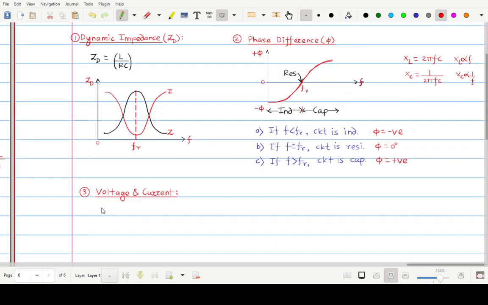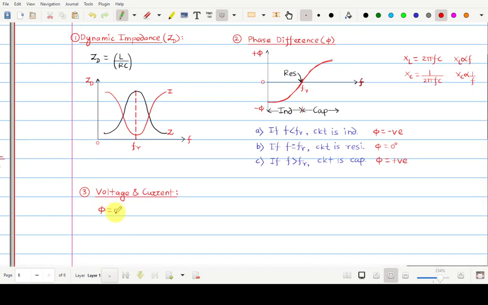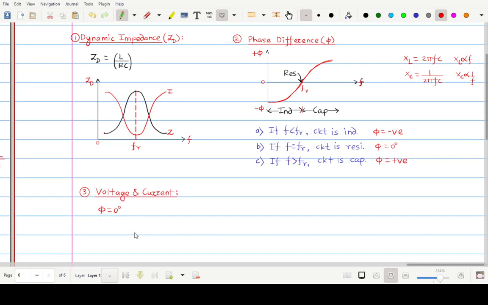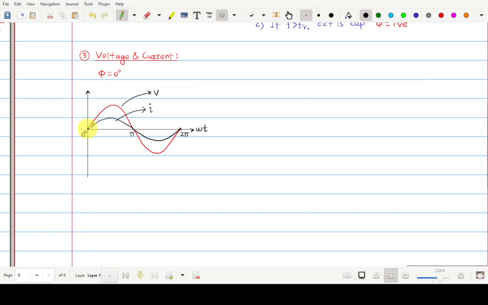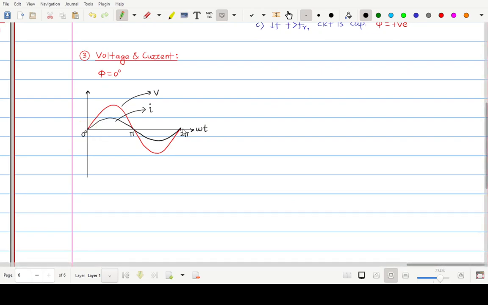Now, at resonance condition, we know that the circuit is purely resistive, so the phase difference between voltage and current is 0 degree. So value of phi is 0 degree at resonance condition. Okay, so your waveforms for voltage and current will look like this. Here you can see that both your voltage and current start from 0 degree and they end at 2 pi, means 360 degree. So red color indicates voltage, black color indicates current, and since phase difference between them is 0 degree, hence they are in phase with respect to each other.